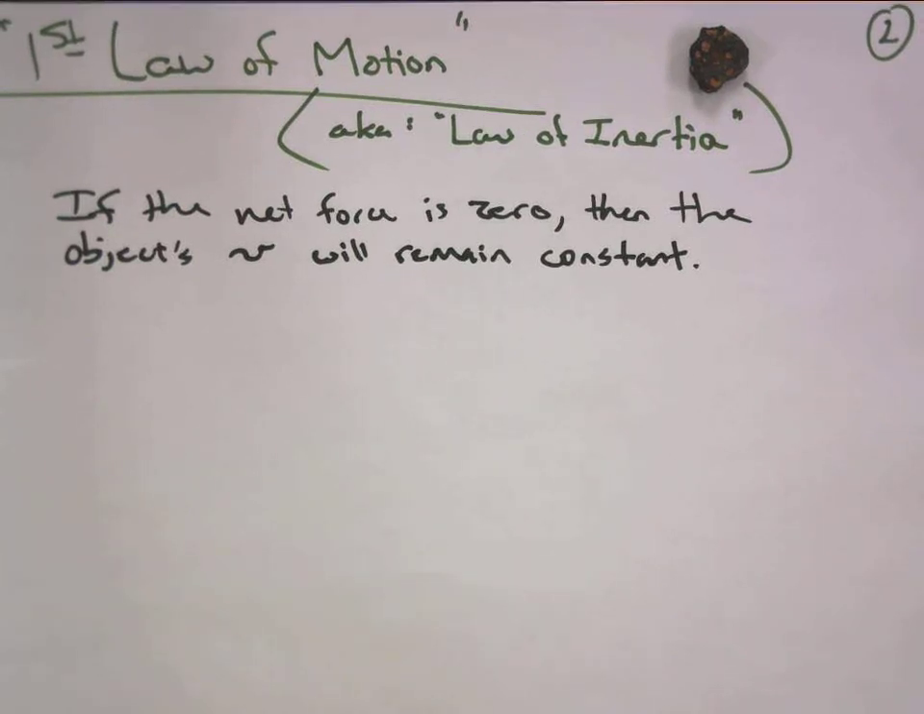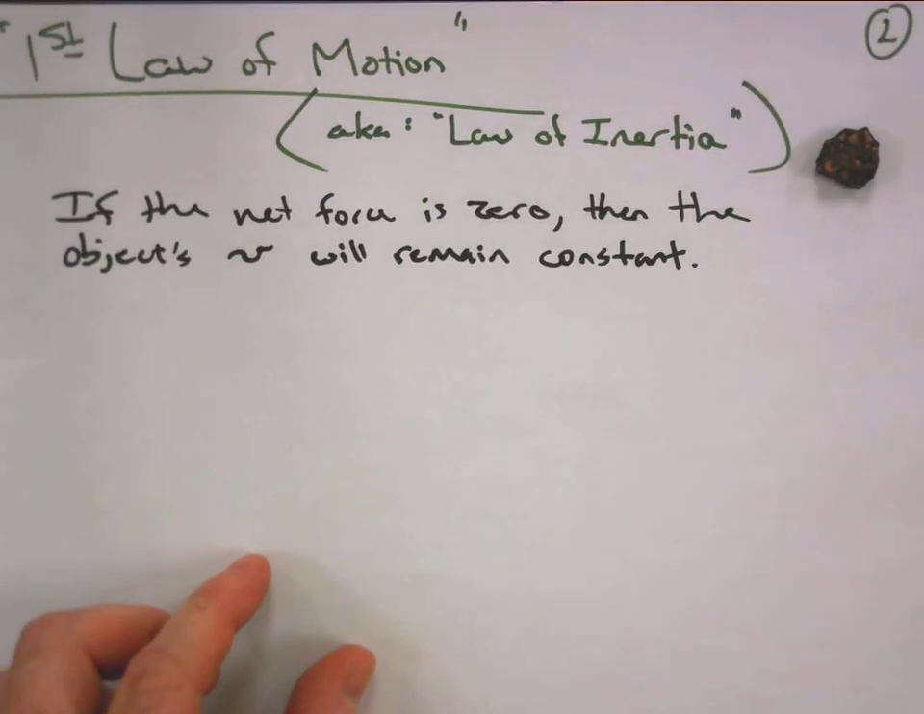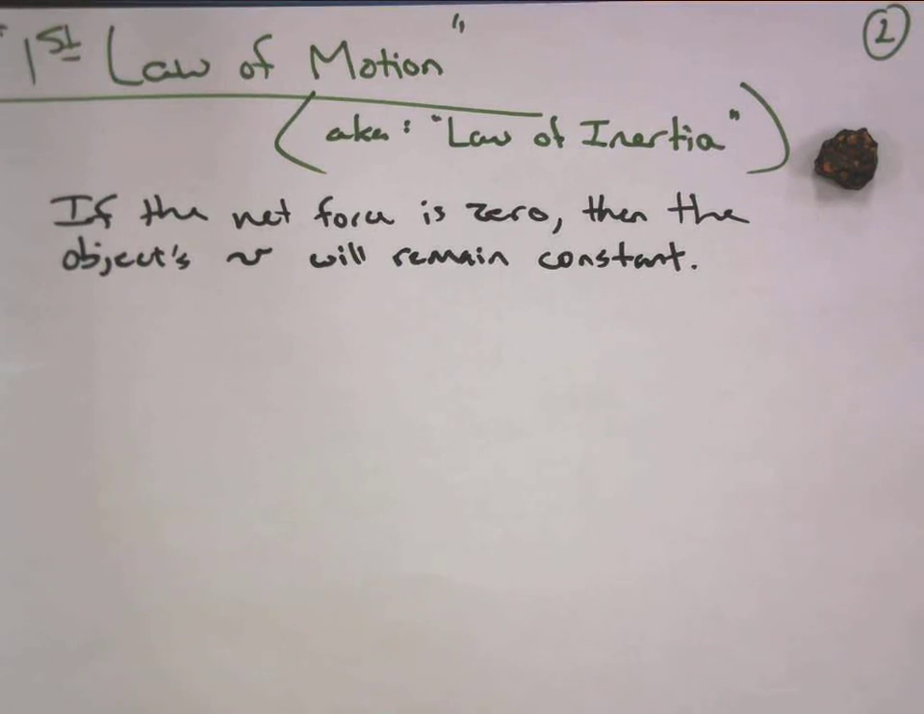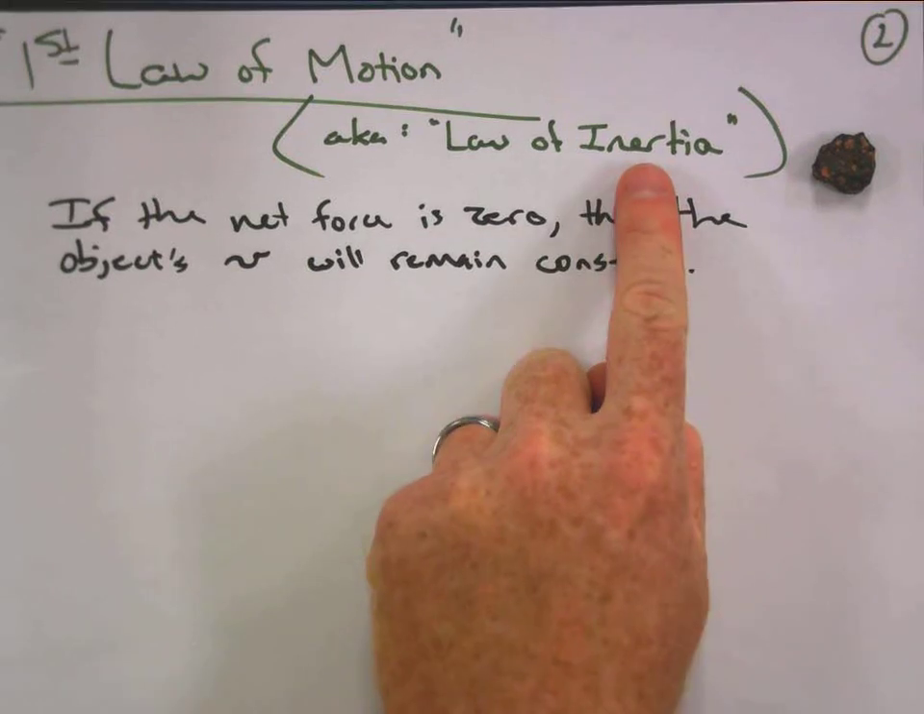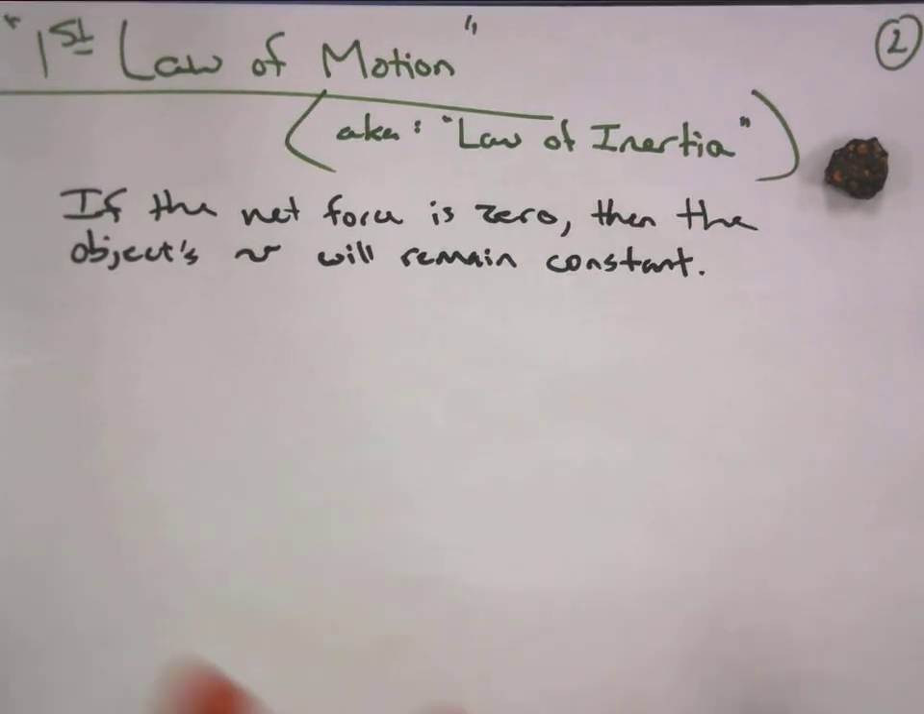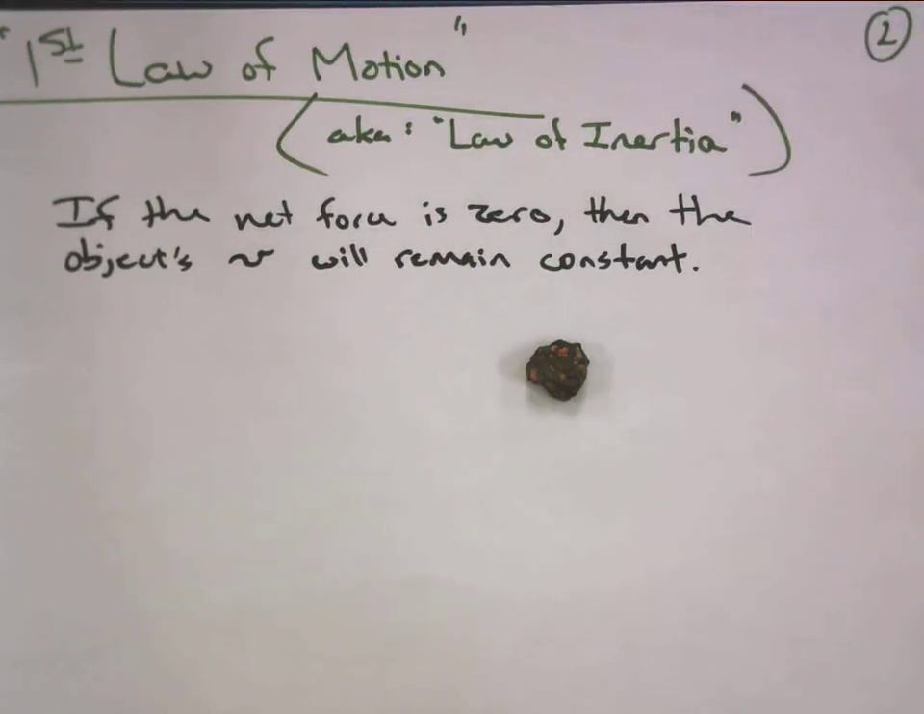And so the thing about this is, basically, all objects have mass, but mass is lazy. And that's where this word inertia comes from. Inertia literally means laziness. They want to keep doing what they're doing. It doesn't want to do anything else.